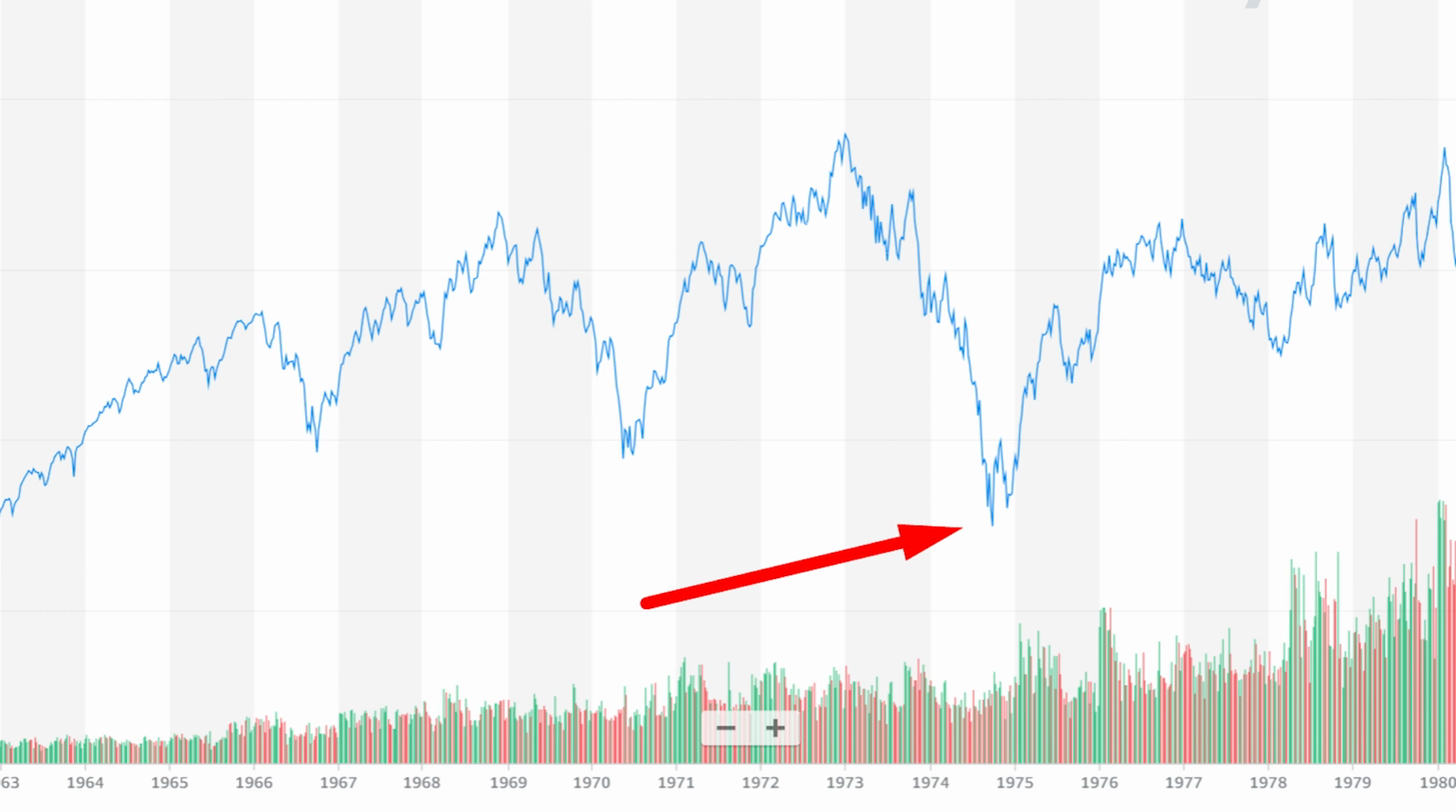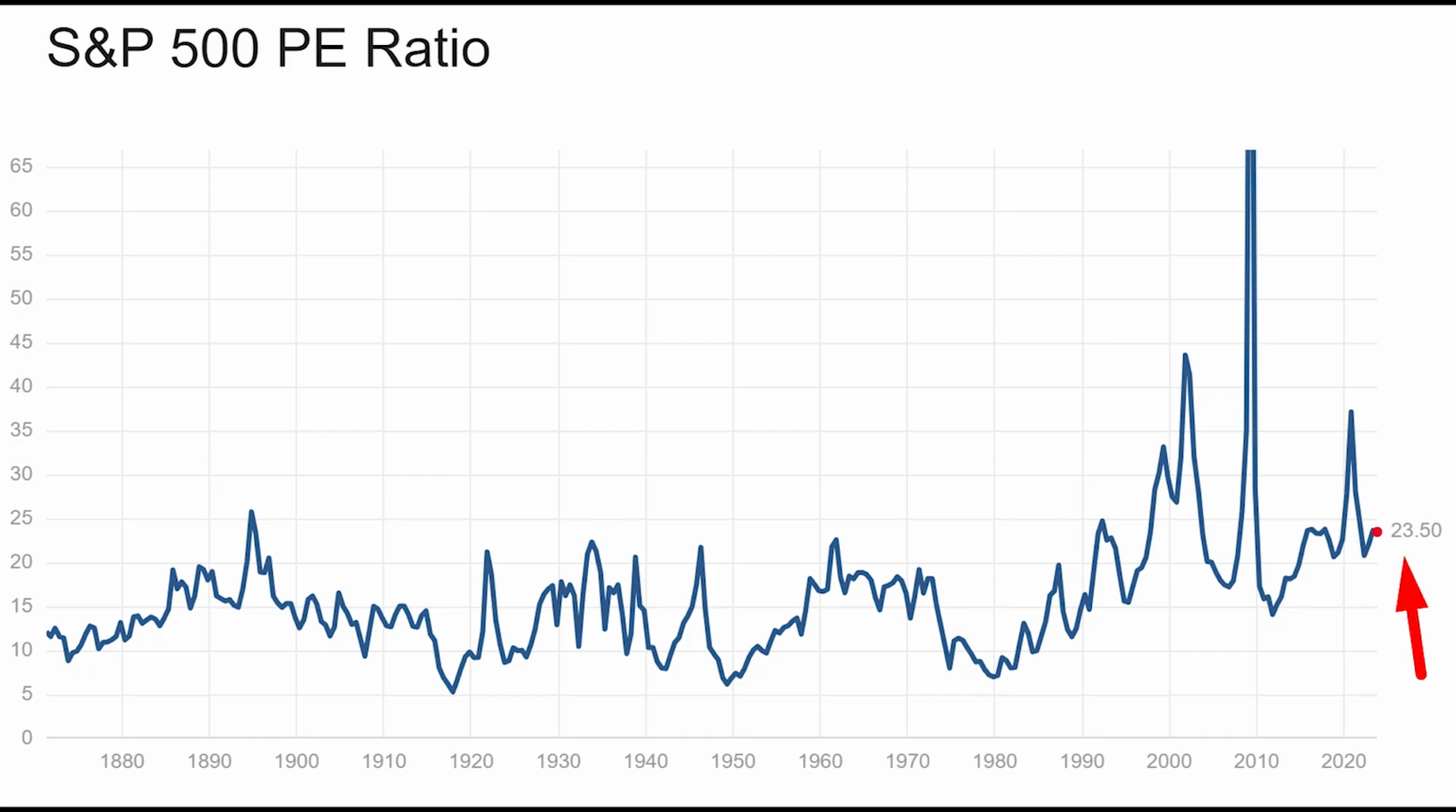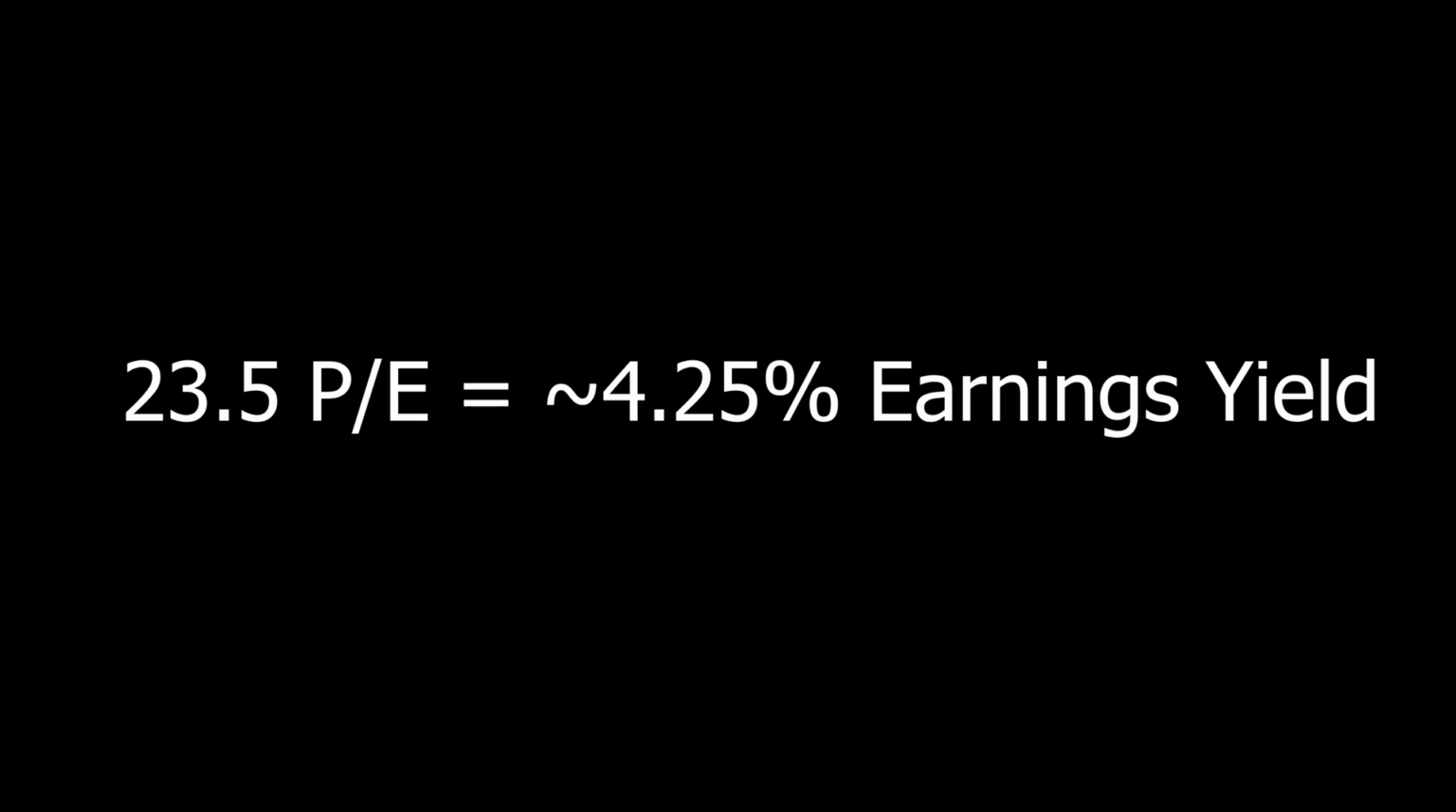Graham proved to be right as well. And by 1974, the stock market fell by 48% from its peak in 1973. It also took until 1980 for the market to reach new highs, which meant it had almost a decade of no returns. The current price-to-earnings ratio of the market today is 23.5, which is an earnings yield of 4.25%.